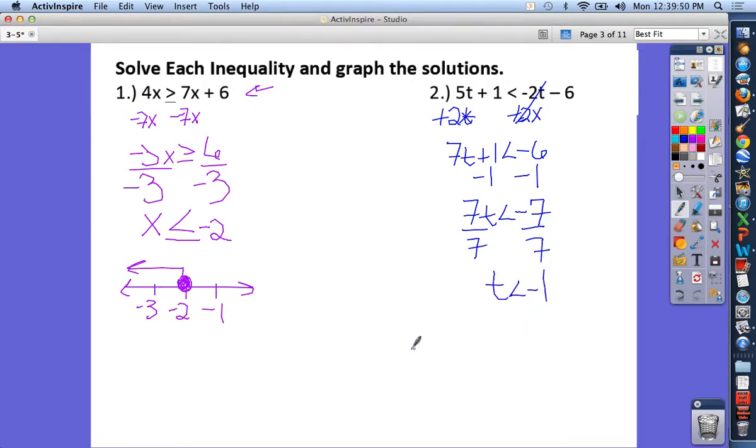So now let's go ahead and make a number line. Negative 1 in the middle, negative 2, and 0. You'd have an open dot on negative 1 going to the left because t is everything smaller than negative 1.